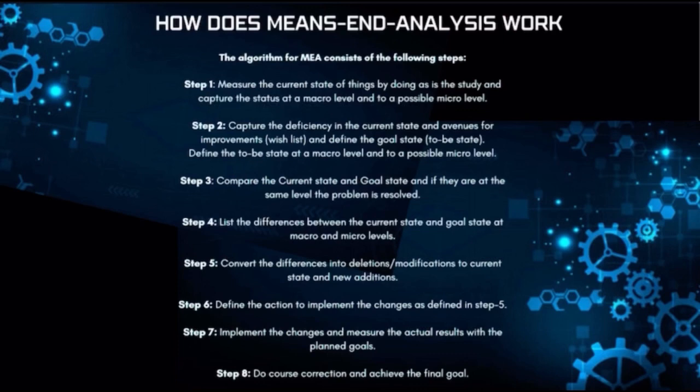Step 3, compare the current state and goal state, and if they are at the same level, the problem is resolved. Step 4, list the differences between the current state and the goal state at macro and micro levels. Step 5, convert the differences into deletions/modifications to current state and new additions. Step 6, define the action to implement the changes as defined in step 5. Step 7, implement the changes and measure the actual result with the planned goals. Step 8, do course correction and achieve the final goal.